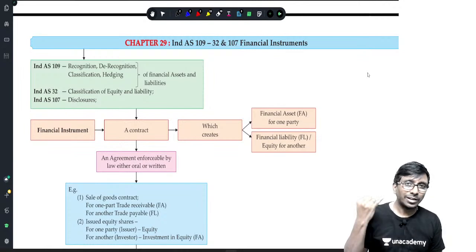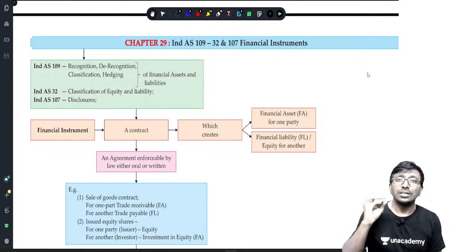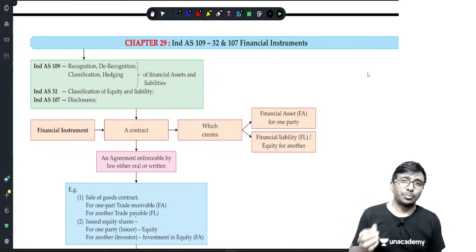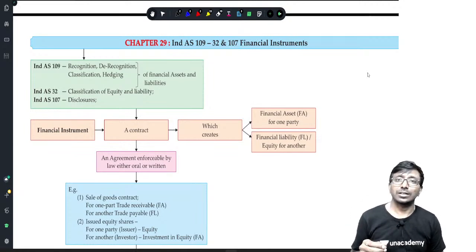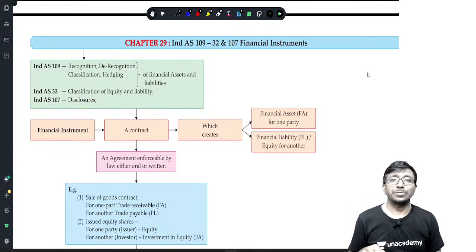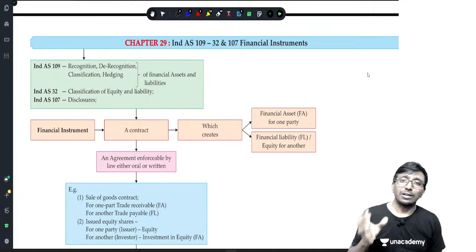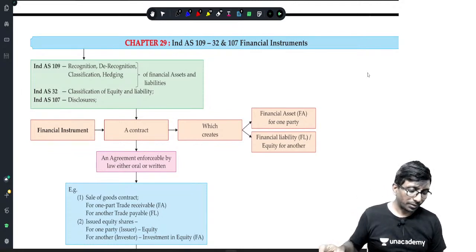Ind AS 107 we don't need to discuss. That is disclosures, and from an examination point of view it is not necessary. Practically, of course, you need to be aware of what is to be disclosed and what is not, the basic requirement as per the standard. But for examination purposes, be thorough with 109 and 32. That would be more than sufficient.